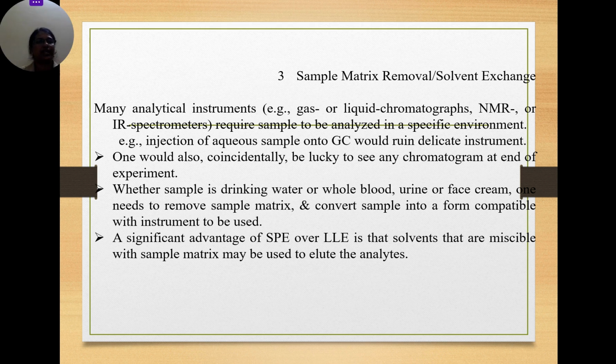So sample matrix removal, our third goal. Many analytical instruments require the sample to be analyzed in one particular environment. For example, we cannot inject an aqueous sample onto the GC. This will easily ruin the instrument. So injection of an aqueous sample into the GC is not at all a good idea. It completely deteriorates the instrument.